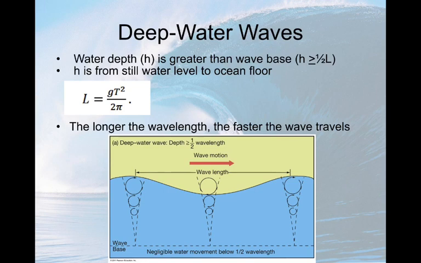There's a formula for this right here. L is equal to gT squared over 2 pi. That, again, where g is gravity, T is period, and for the love of God, I hope you know what pi is. What this means is that the dominant factor when we're talking about the speed of a deep water wave is the wavelength. And the general relationship is that the longer the wavelength, the faster the wave is going to move. Waves with very long wavelengths tend to travel very, very fast, and conversely, smaller wavelengths travel less fast.